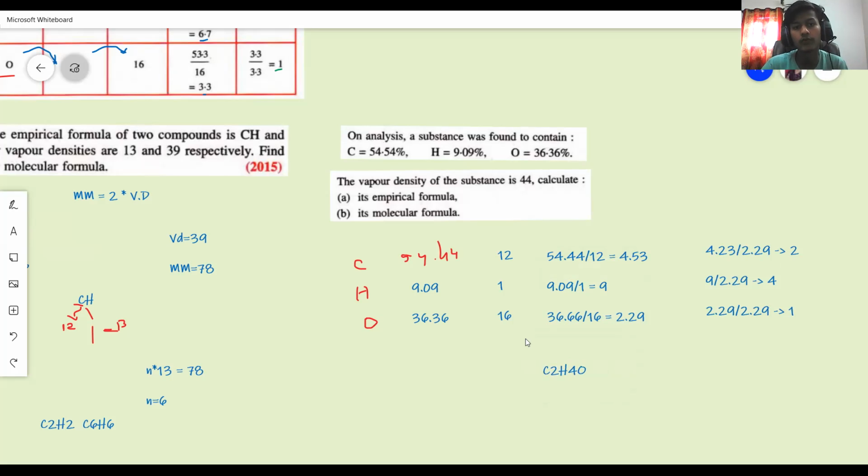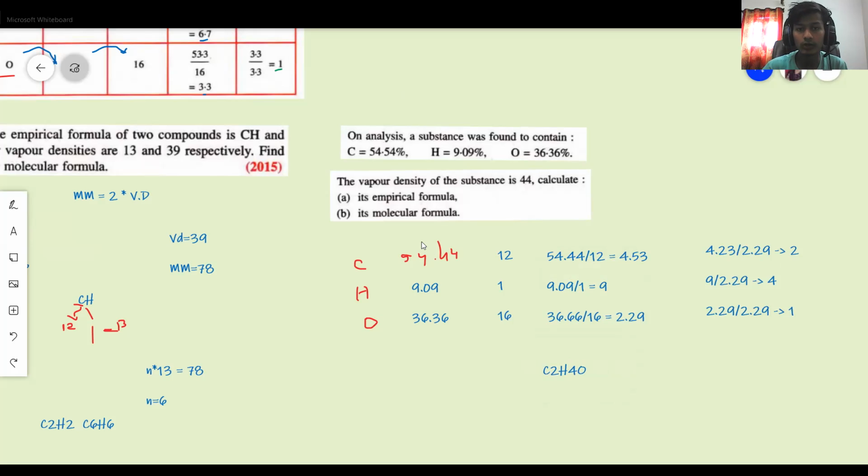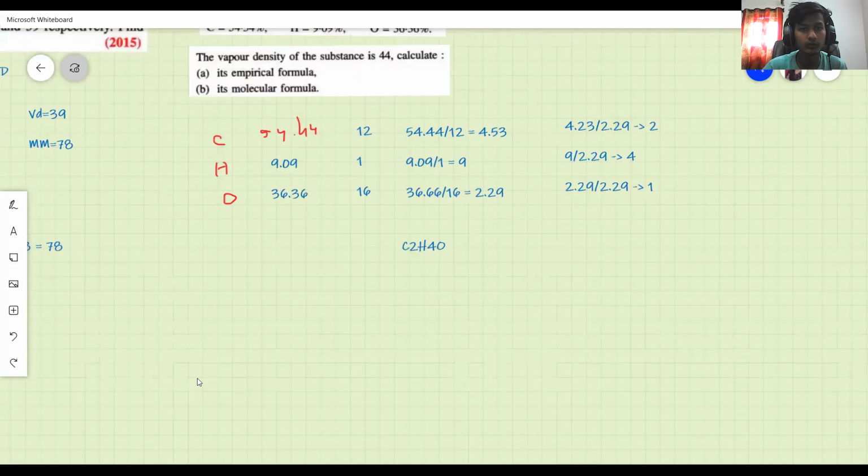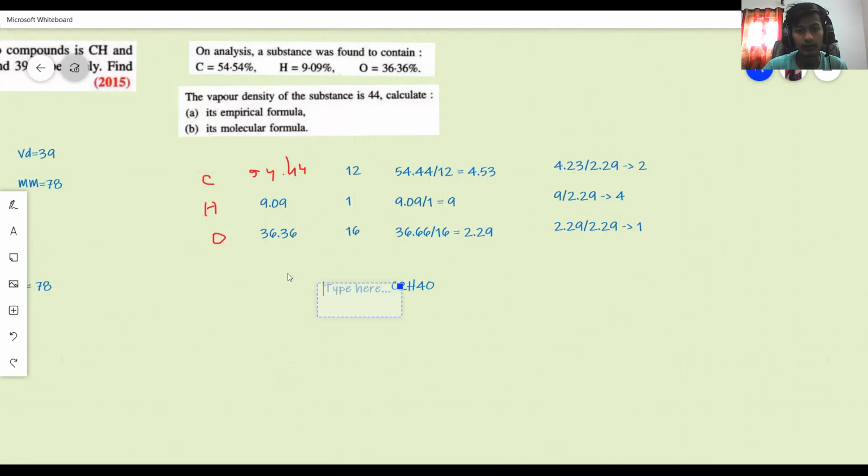So we solved the first part, which was to calculate the empirical formula of the compound. Now we have to calculate the molecular formula. To calculate it, we have the vapor density. We know that molecular mass equals twice the vapor density. The vapor density has been given as 44, so that will be 88.